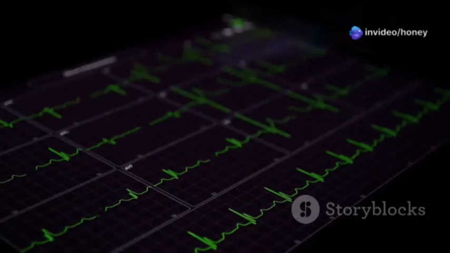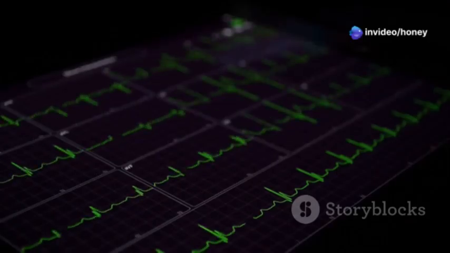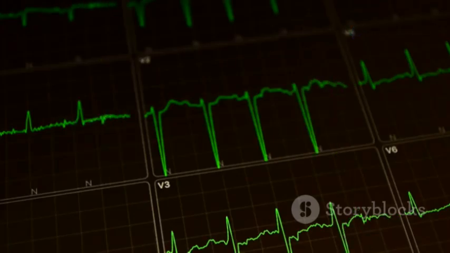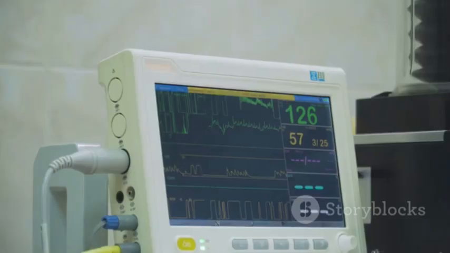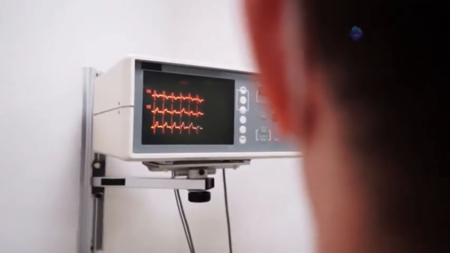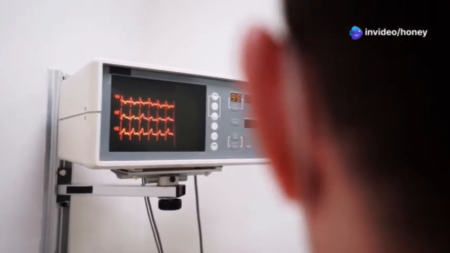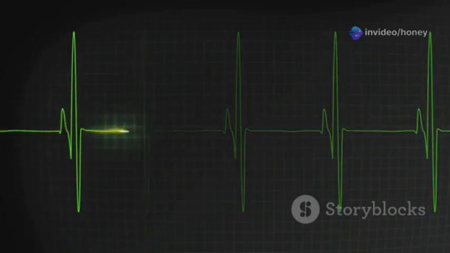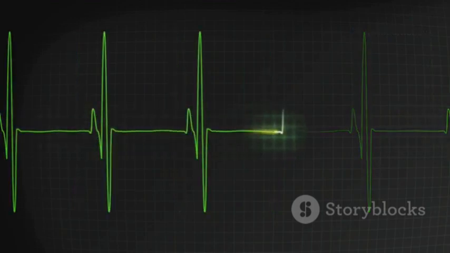Now there are different types of heart rhythms and each has its unique ECG pattern. Let's talk about a few common ones. First, atrial fibrillation, or AFib. On an ECG, AFib looks like a chaotic mess. Instead of a regular rhythm, you'll see irregular QRS complexes with no distinct P waves. This happens when the atria are out of sync, kind of like a crowd doing the wave at different times.